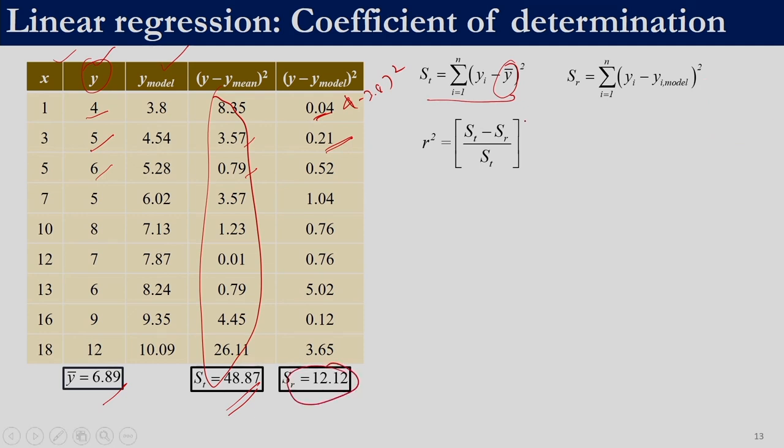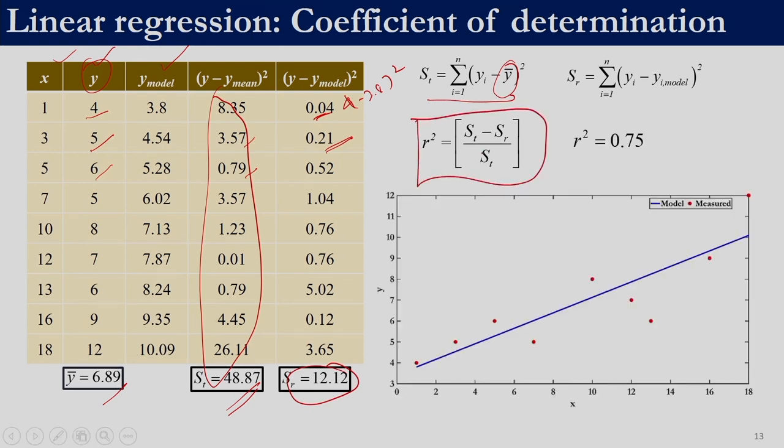Now if we plug these values into the expression of R square, ST minus SR by ST, we can determine the R square value. So R square happens to be 0.75. The data points we can directly plot; you can just do in MATLAB plot of X comma Y, and you will get the data points. And since you know the model y is equal to a naught plus a1x, and we have already found the values of a naught and a1, this line can be drawn. So this is what we have obtained by regression, and these are the data points.